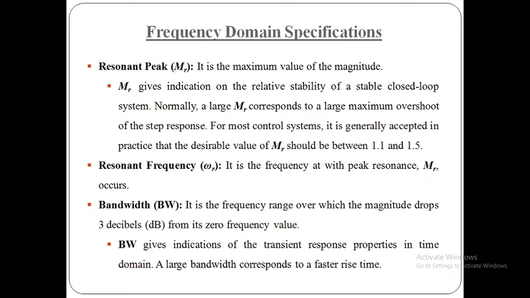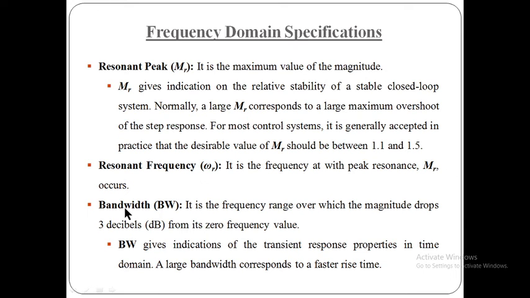So here the resonance peak is the maximum value of the magnitude. You know what the magnitude is and all these of the sine wave here. Then M r, or resonance peak, gives indications on the relative stability of a stable closed loop system. Normally a large resonance peak corresponds to a large maximum overshoot of the step response for most control systems. It is generally accepted in practice that the desired value of M r should be between 1.1 and 1.5. The resonant frequency is the frequency at which the peak resonance M r occurs.